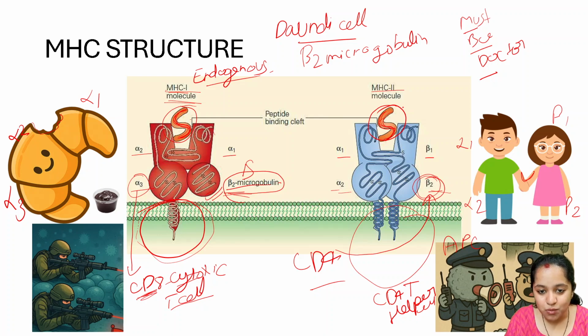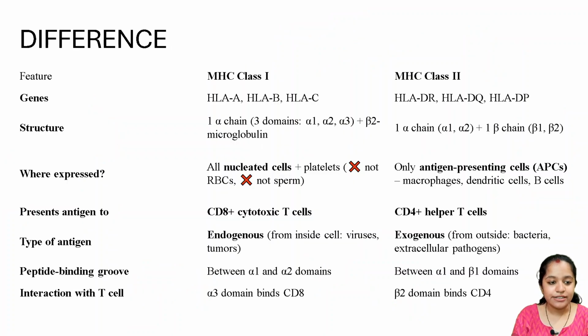Whereas in MHC2 molecule, from the chromosome 6, this part, the HLA gene complex, region 2, they form the whole alpha and beta chain. Okay, so this beta 2 is different from this beta 2. Don't get confused. Clear? Now let's quickly see the difference. Gene: MHC class 1 has HLA-A, HLA-B, HLA-C. MHC class 2 has HLA-DP, DQ and DR.